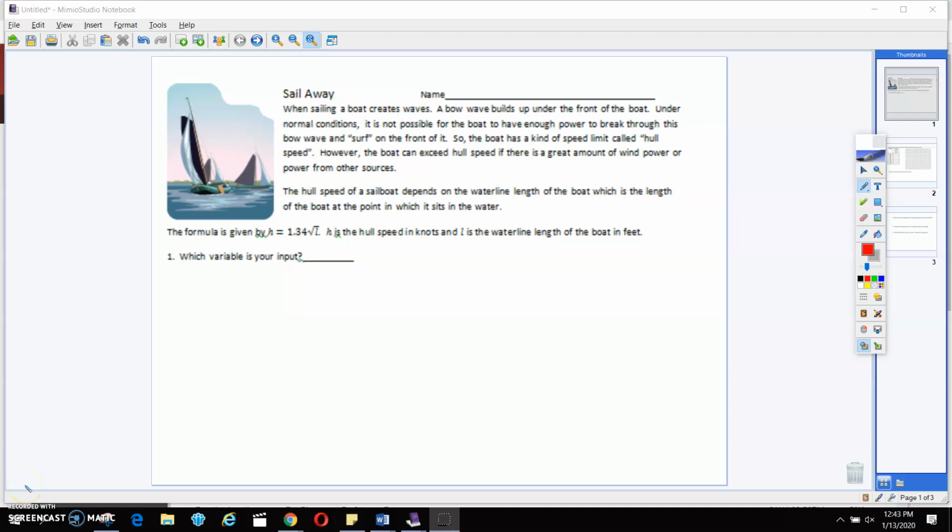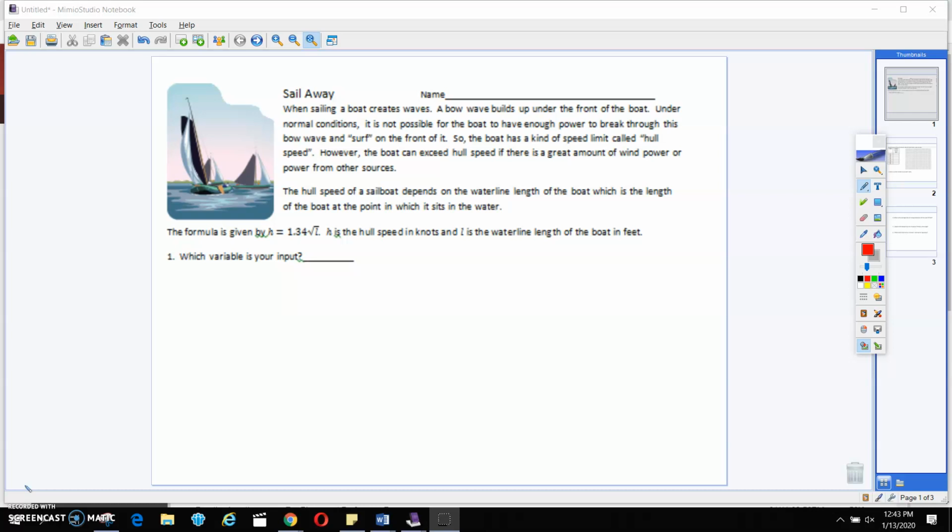All right, so this is on page 3 of your packet. It says, when sailing, a boat creates waves, and a bow wave builds up under the front of the boat. Under normal conditions, it's not possible for the boat to have enough power to break through this bow wave and surf on the front of it. So the boat has a kind of speed limit called hull speed.